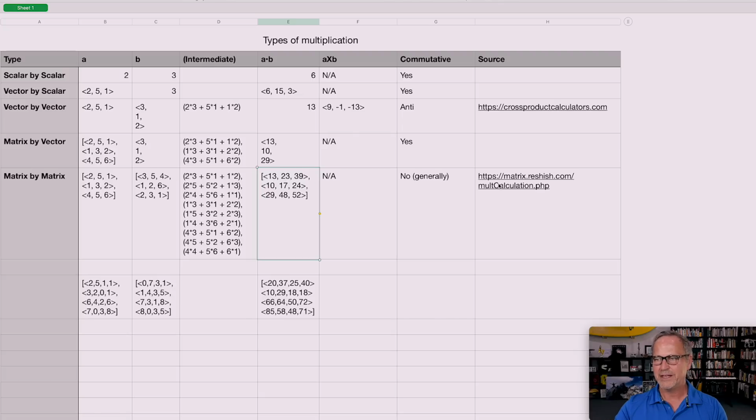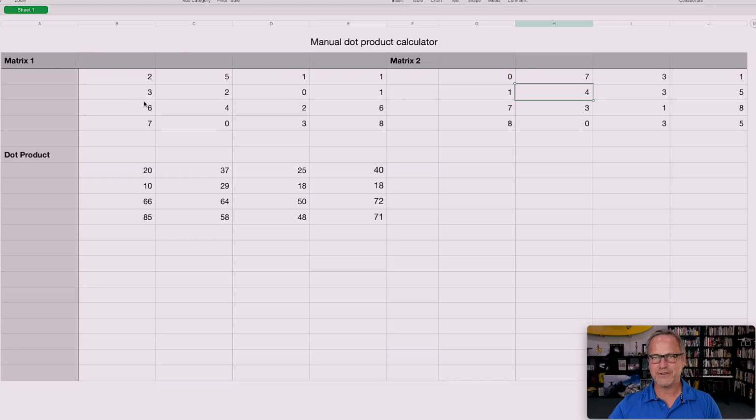And if you want to check this, I use this just to check it to make sure my numbers were correct, you can go to matrix.resish.com and get a calculator so you can actually calculate these things out yourself. Also note that this is generally not commutative. And down here, just for fun, I threw in a 4x4 matrix times each other, and so you can see the results for that.